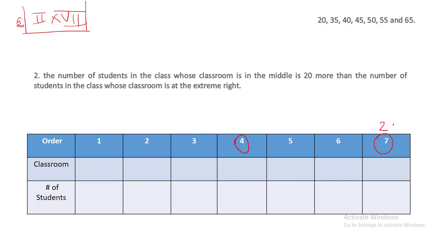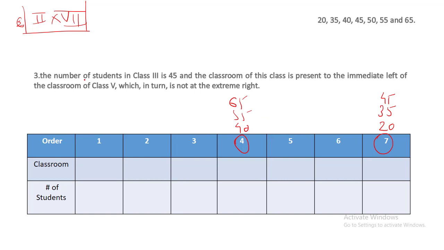So 20 and 40 will be one of the combinations. Then 35 and 55 is another combination which is possible. 40 and 60 is not available. 45 and 65. So we have three different possibilities for the classroom at number 4 and at number 7. This is the middle classroom and this is the extreme right classroom. Now again, this is not the first point, guys. We just know the possibilities, but we haven't started actually filling our table.